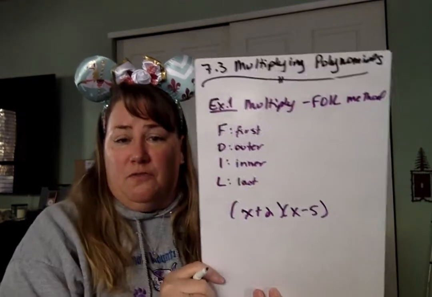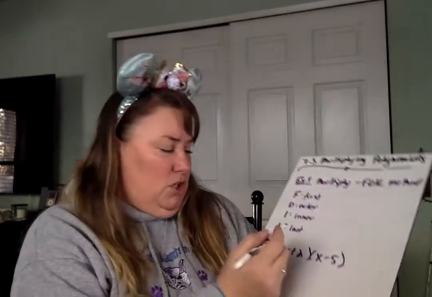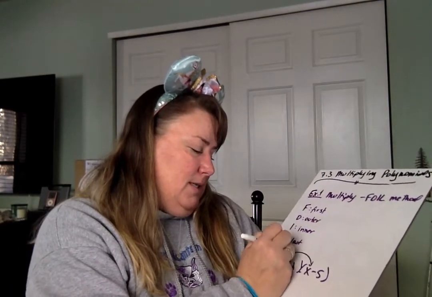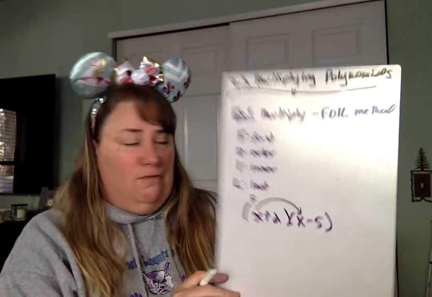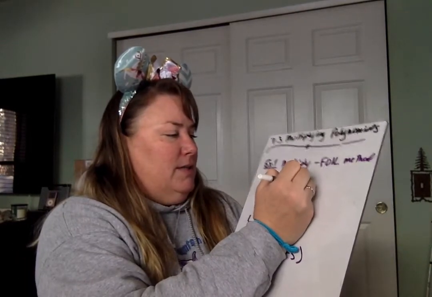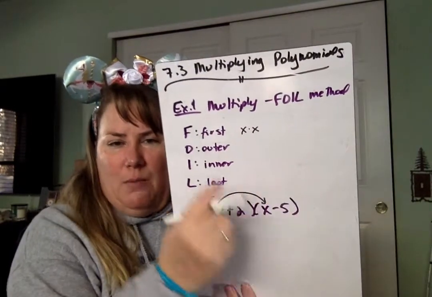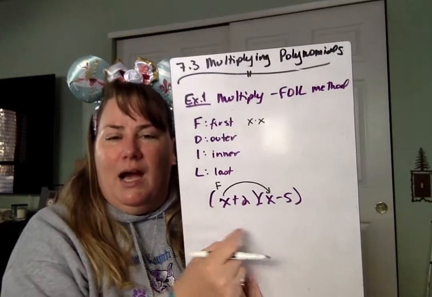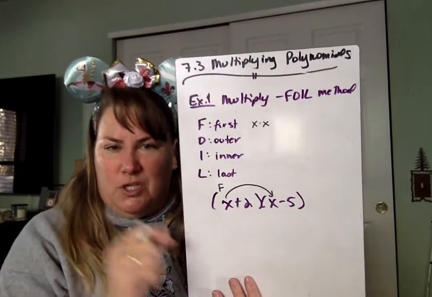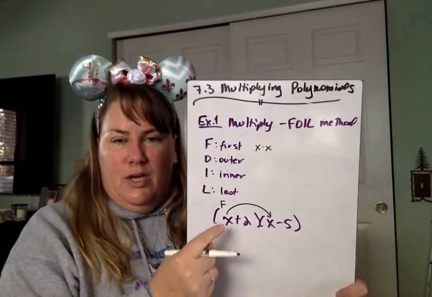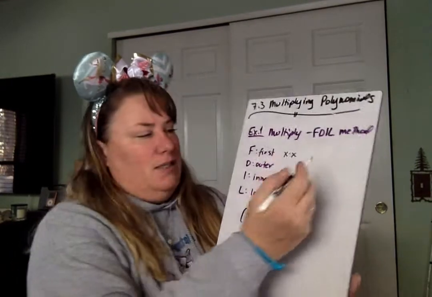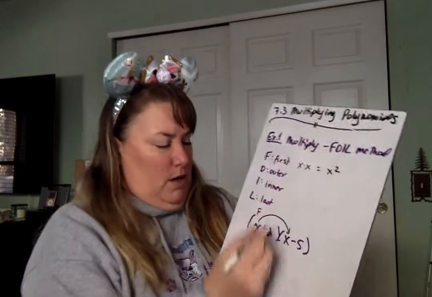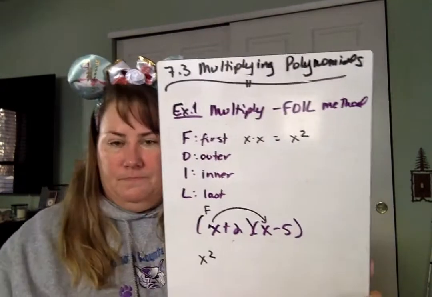So the F stands for first. So you're going to multiply the two first terms. So x times x. That is F. So I'm going to come up here, x times x. And this whole process right here, I'm only going to write this out one time, just so you can see exactly what's being multiplied. After that, I'm going to be writing everything underneath. It'll be much shorter. Okay, so your first two terms, x times x, is going to be x squared. So I'm going to put that down here, x squared.